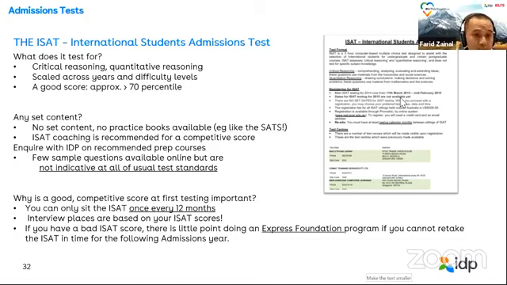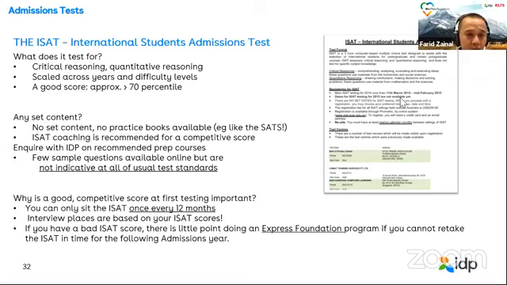And we do get questions asking if there's any set content. There's no set content, no practice books available. But yes, ISET coaching is recommended for a competitive score. We have the privilege of Ankesh from Prep Zone, who will be joining us later on in the presentation, and he will be the person to share with you more on this.